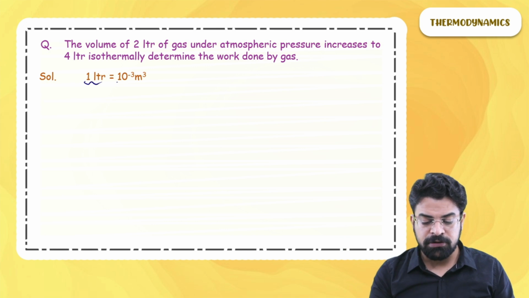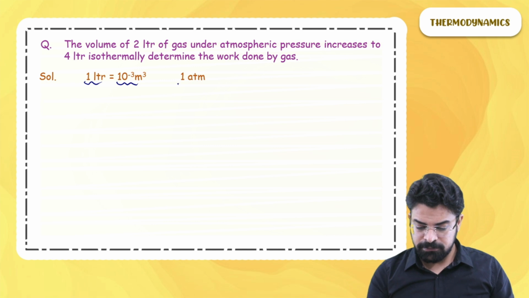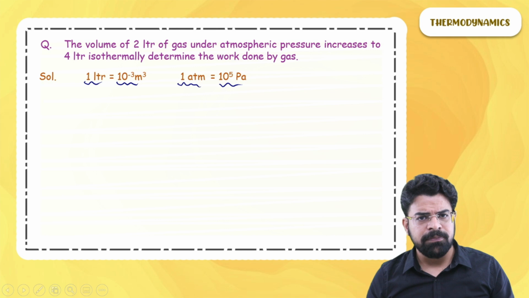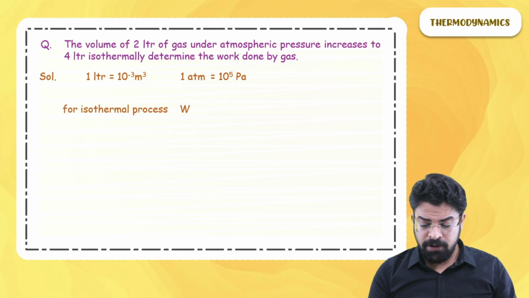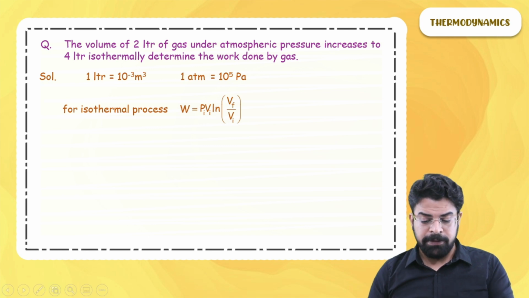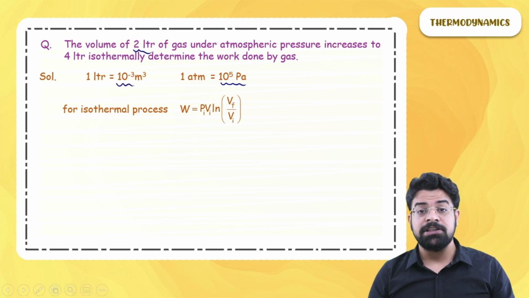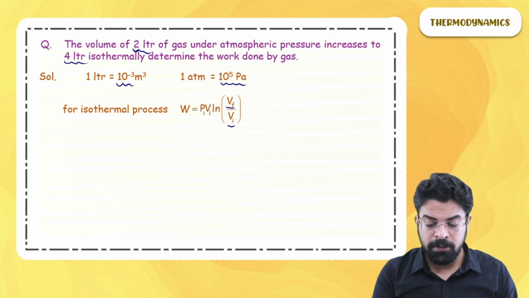Or 1 liter equals 10 raised to power of minus 3 meter cube. Both are one and the same thing. Similarly, 1 atm is nearly equal to 10 raised to power of 5 Pascal. Now our mission is to write the work done. We can write work done as P initial V initial into ln V final by V initial. In place of P initial, substitute 10 raised to power of 5 Pascal. In place of V initial, substitute 2 liter, that will be 2 into 10 raised to power of minus 3. Ln V final by V initial, that is 4 by 2.